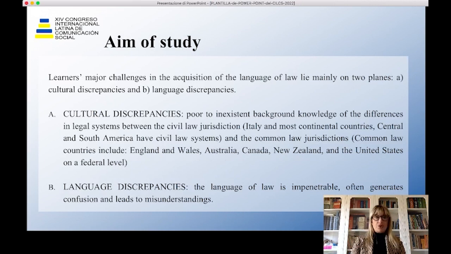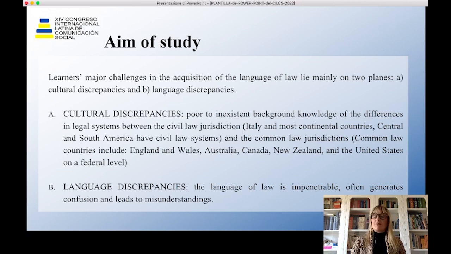What I have observed is that learners' major challenges in the acquisition of the language of law lie mainly on two planes. On the one hand, we have cultural discrepancies, and on the other hand, language discrepancies. With regard to cultural discrepancies, I have observed that my students had poor to nonexistent background knowledge of the differences in legal systems between civil law and common law jurisdictions.